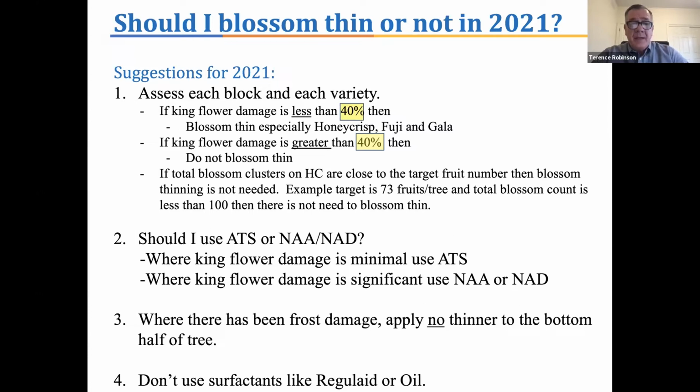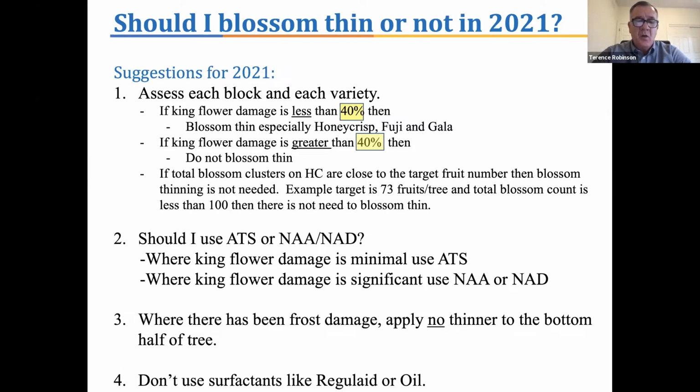So I come back to this issue, assess each block, because I don't think there's that much frost damage, but there's variable blossom numbers. And Craig has been helping me on several projects, and he's run into this issue with trying to find the right Honeycrisp block, and it seems like there's not that many. So please make sure you know how many clusters you have per tree and how close it is already to the target.